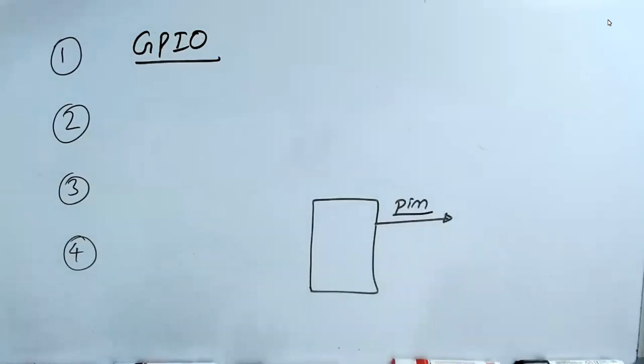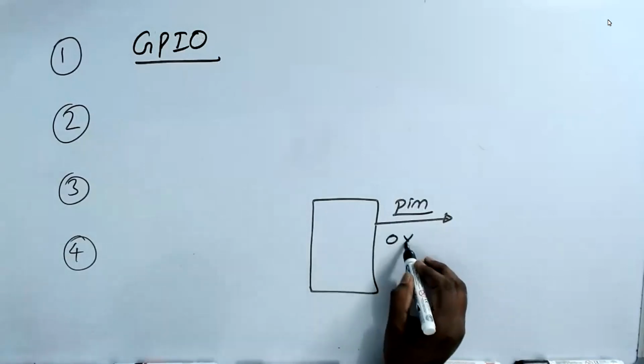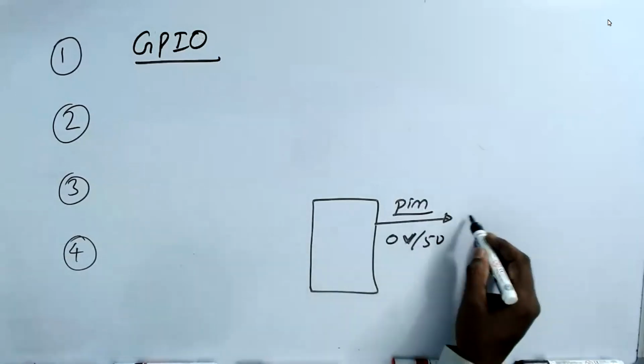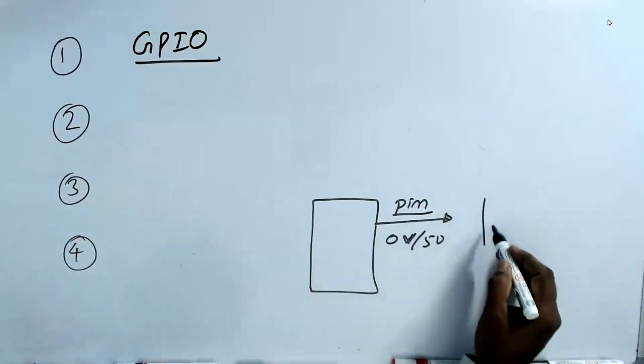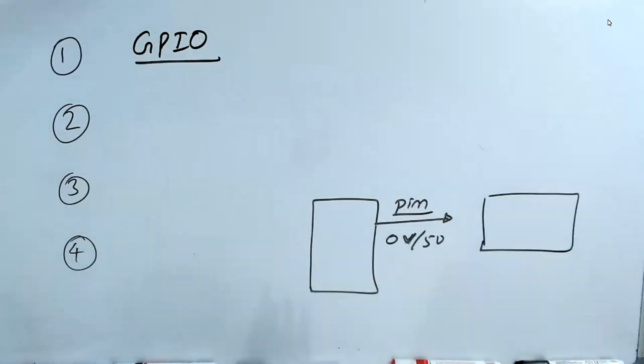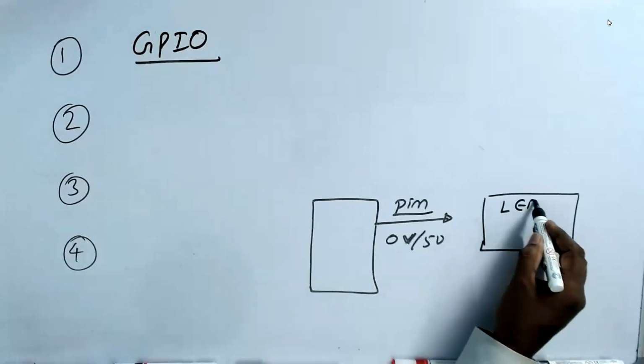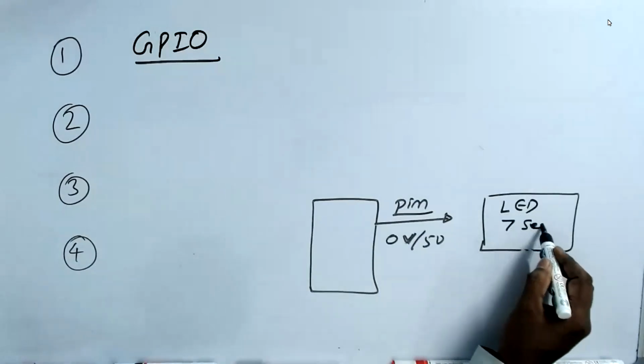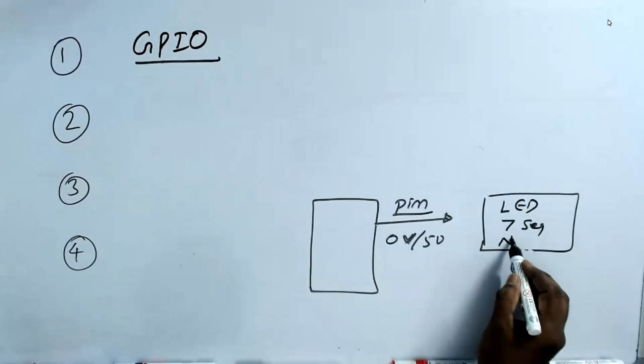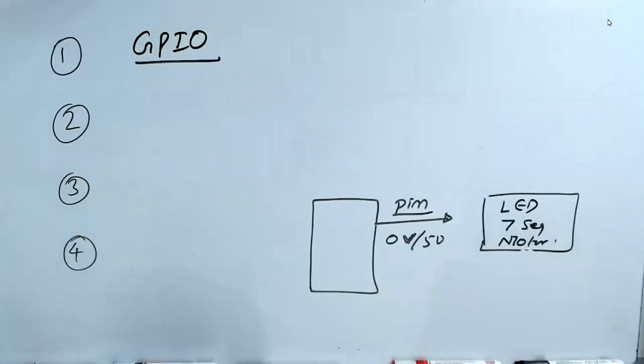That's it. We don't do anything else. The pin, by controlling 0 volt or 5 volt, you are controlling the devices. We first initially tested LED, then 7 segment, then motor. Then we will go back to the inputs. The same thing.